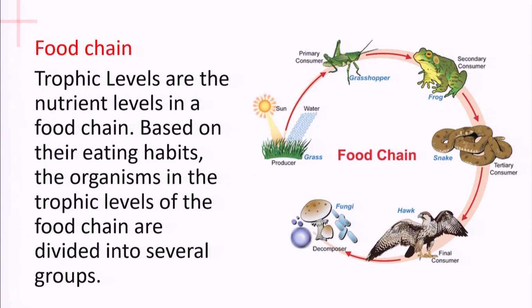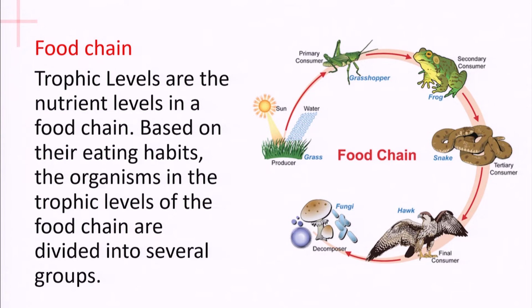The food chain. Trophic levels are the nutrient levels in the food chain. Based on their eating habits, the organisms in the trophic levels of the food chain are divided into several groups. As shown in the animation, we have grass growing because of sunlight and water.